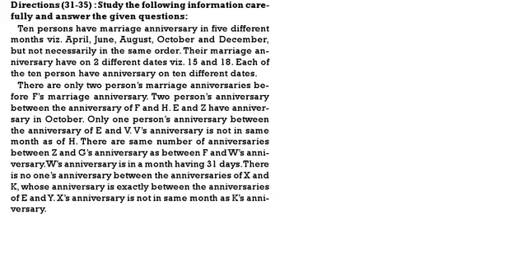E and Z have anniversary in October. Only one person is there between E and V. V's anniversary is not in the same month as H. There are the same number of anniversaries between Z and G as between F and W. W's anniversary is in the month having 31 days. There is no one's anniversary between the anniversaries of X and K, whose anniversary is exactly between the anniversaries of E and Y. X's anniversary is not in the same month as K's anniversary. So this is the puzzle we are having.